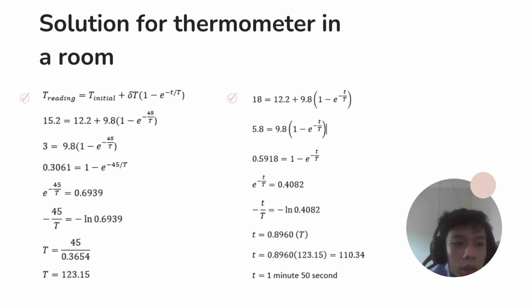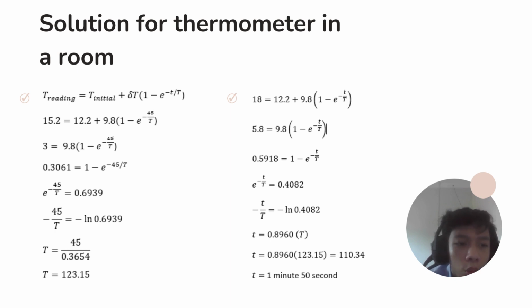After we eliminate the negative, we need to find T equal to 45 over 0.3654, which gives T equal to 123.15.